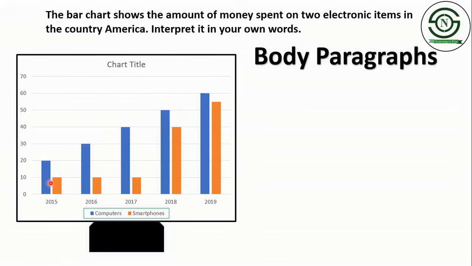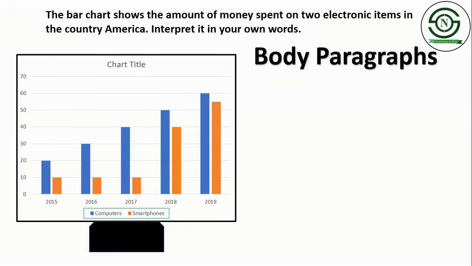What about smartphones? If you notice 2015, 2016, 2017, the sale of smartphones was limited to $10 million, right? But in 2018, you can see a very sharp increase, very sharp. As well, the increase has continued even in 2019. So in 2017, the sale of smartphones was only $10 million, but in 2019, it was $55 million. So that's what you are going to write about.